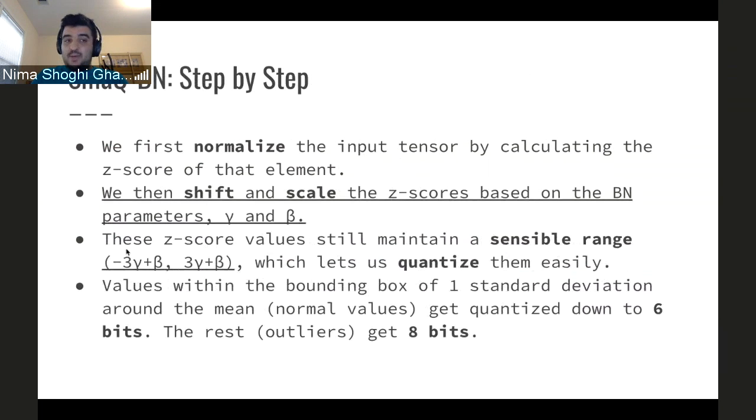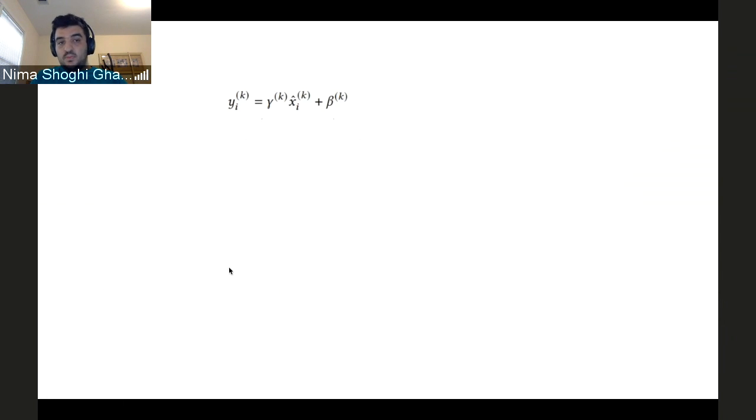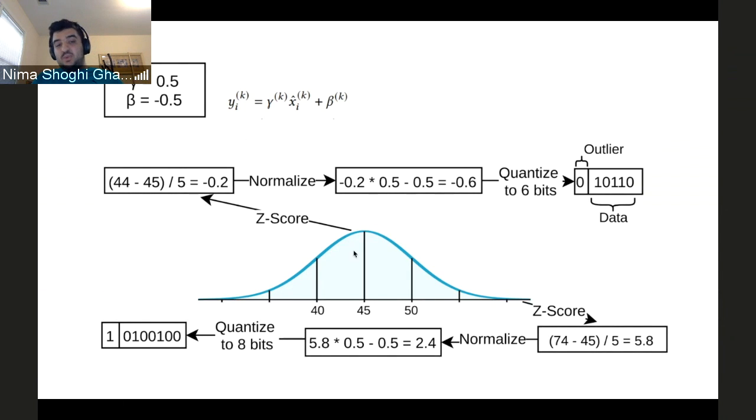This is the same step-by-step, but now I've outlined exactly what changes. The only additional step really is shifting and scaling the z-scores based on these two parameters, gamma and beta. And the sensible range still stays, but it's shifted by the gamma and beta values. And this is the same sort of process. So we take the z-score, then we normalize that z-score, and then we quantize it again, just as we did before.